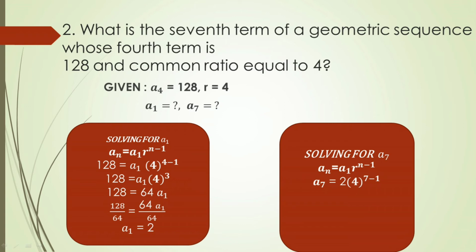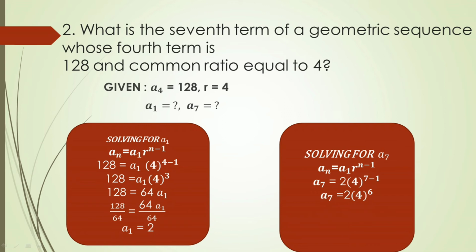Our a sub 1, since meron na tayong a sub 1 here, which is equal to 2. Our r, which is 4. N, which is equal to 7 minus 1. 7 minus 1 is equal to 6. 2 times 4 raised to 6.